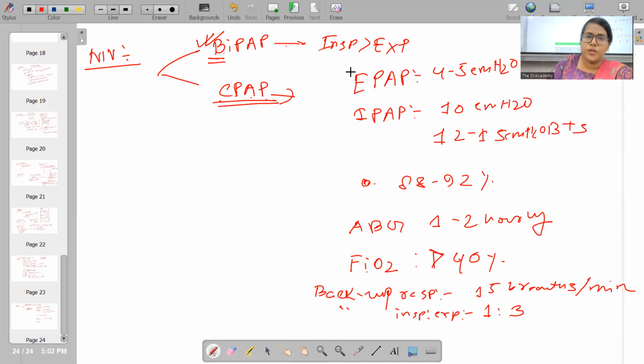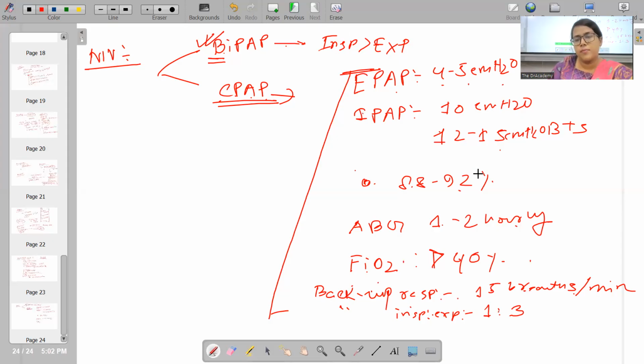And these are the things you should consider for BiPAP management in a COPD patient. EPAP, 4 to 5 centimeters of water. IPAP, 12 to 15 centimeters of water. Oxygen saturation should be 88 to 92%. ABG should be done every 1 or 2 hours. FiO2 should not be more than 40%. Backup respiratory rate is 15 breaths per minute. And the backup inspiration to expiration ratio should be 1:3.